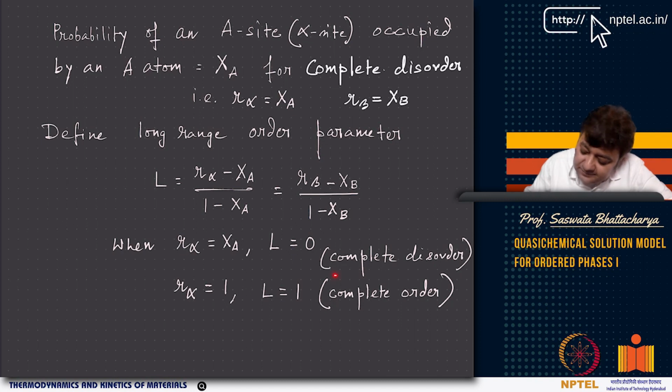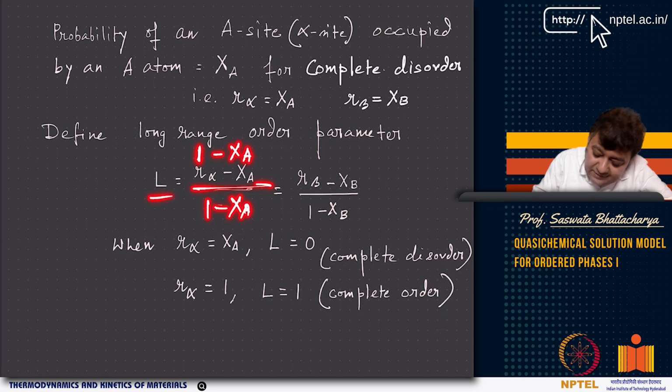So basically again complete disorder. However, if R alpha equal to XA, so if R alpha equal to 1 instead of XA or XB, say if R alpha equal to 1, so put R alpha equal to 1. So if it is that, then this is 1 minus XA by 1 minus XA, which is equal to 1. So L becomes 1.